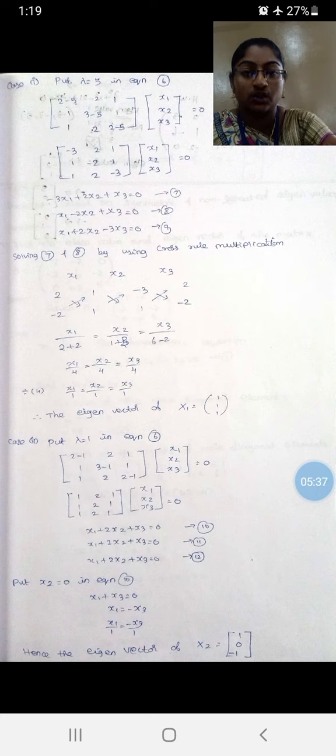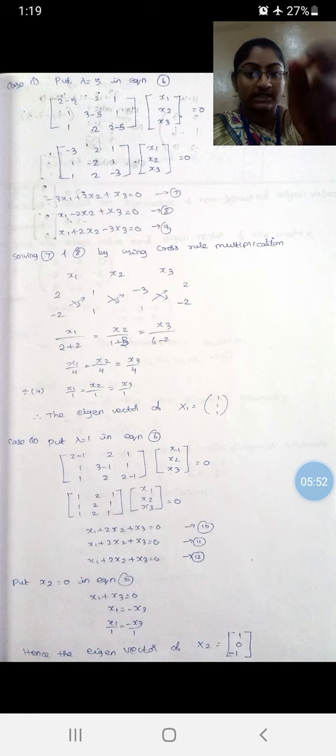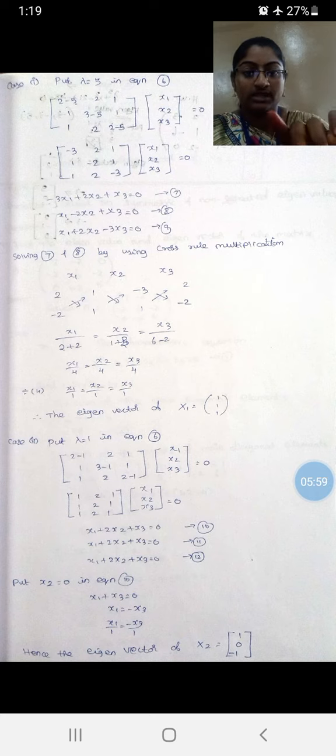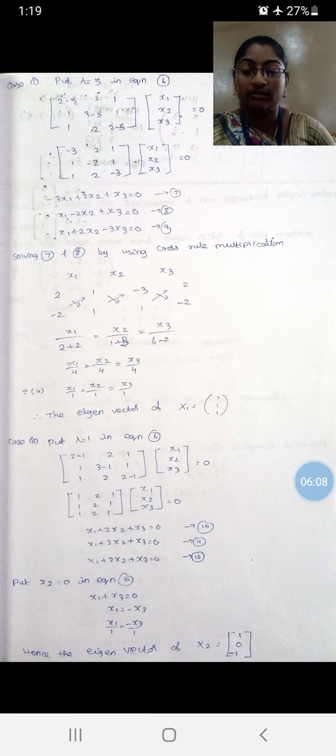Now take the third row and the column: x1 plus 2x2 minus 3x3 equal to 0. Mark this as the 7th, 8th and 9th equations. Solving the 7th equation and the 8th equation by using cross rule multiplication, x1, x2, x3: take the middle term, that is 2 as the first one, next 1, then come to the first one, minus 3, then the middle one, 2. Similarly for the 8th equation, the center one is minus 2, 1, the first one is 1, next the middle is minus 2.